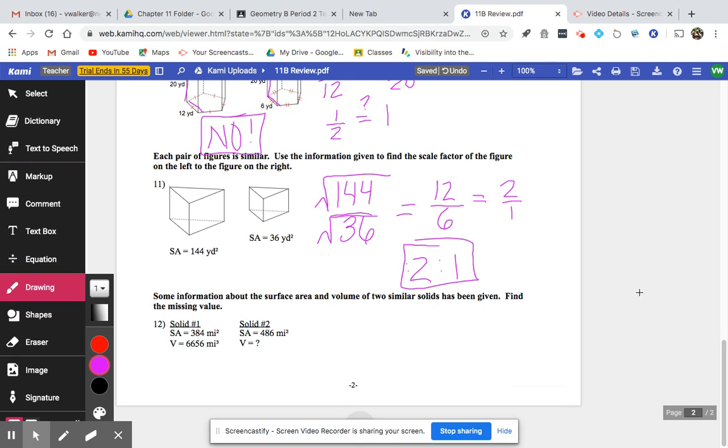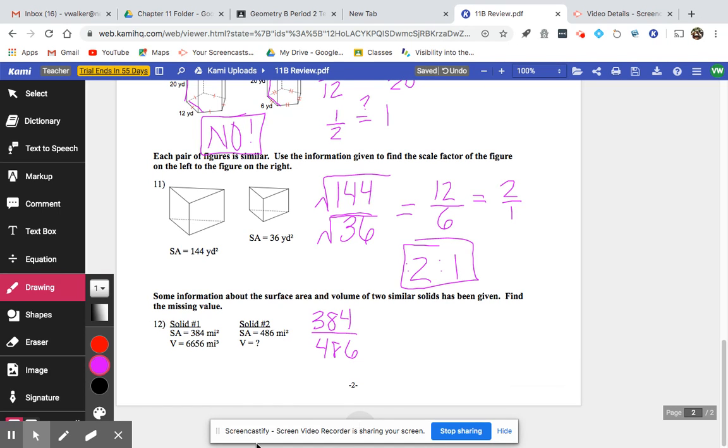Number 12, last one. Here we're wanting to find the volume. On the answer key, I don't know if you've taken a look at it, I write use a calculator. You are definitely going to want to use a calculator. So here they give us the surface areas and we're kind of missing the volume. So here's how I'm going to go about doing this. I'm going to start with that 384. So we got 384. And I'm going to put it over 486.